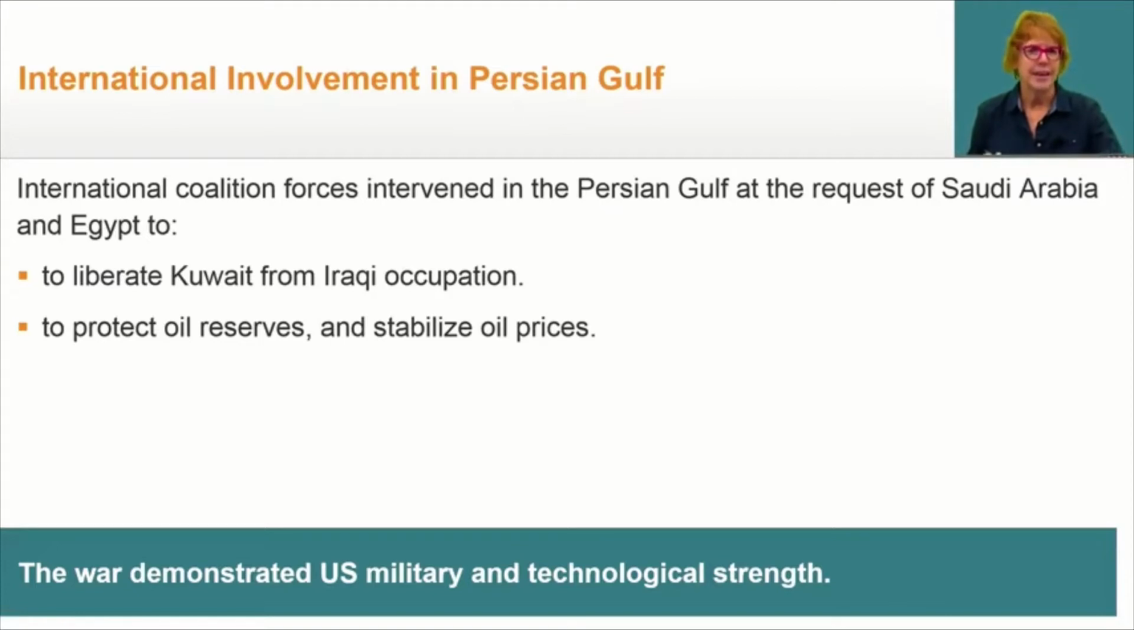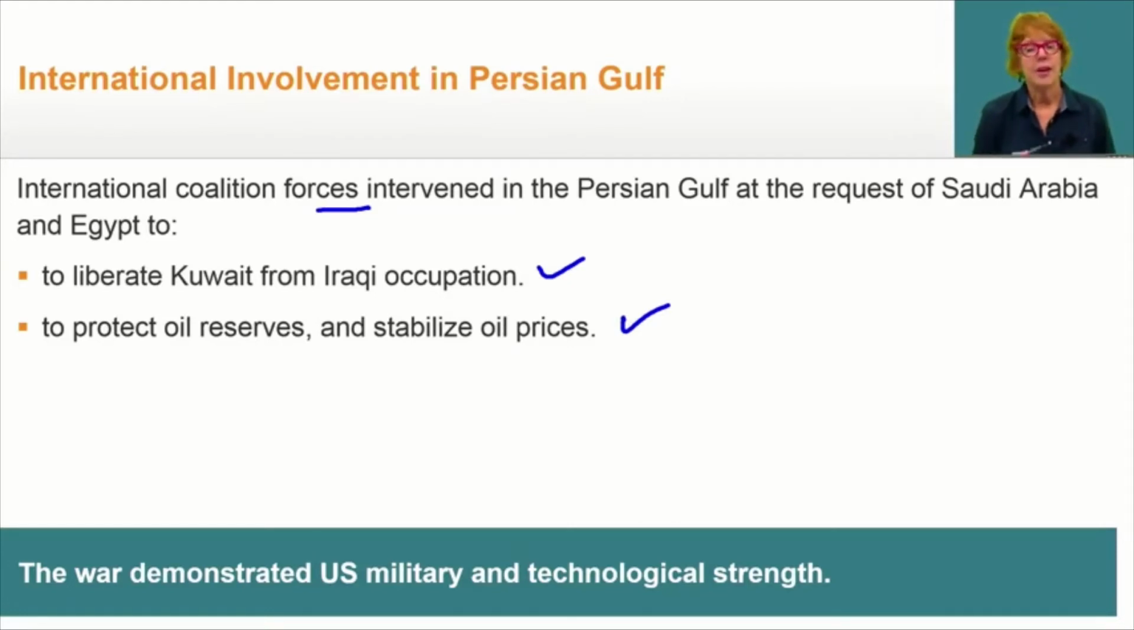Why did the U.S. get involved in a war overseas? International coalition forces intervened in the Persian Gulf at the request of Saudi Arabia and Egypt to liberate Kuwait from Iraqi occupation. As President Bush explained, Kuwait was a small nation and not considered powerful from a military perspective. Iraq was the aggressor.